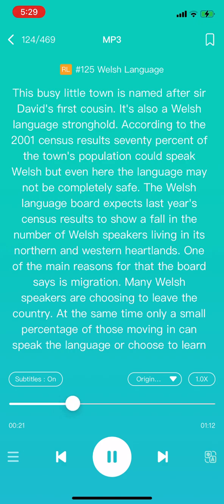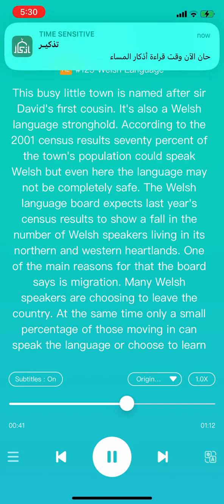The Welsh Language Board expects last year's census results to show a fall in the number of Welsh speakers living in its northern and western heartlands. One of the main reasons for that, the board says, is migration. Many Welsh speakers are choosing to leave the country. At the same time, only a small percentage of those moving in can speak the language or choose to learn it.